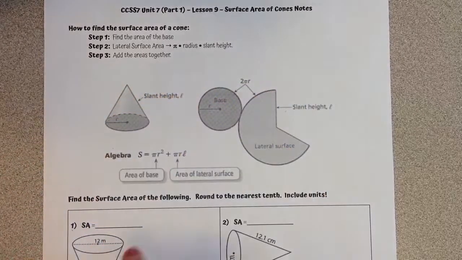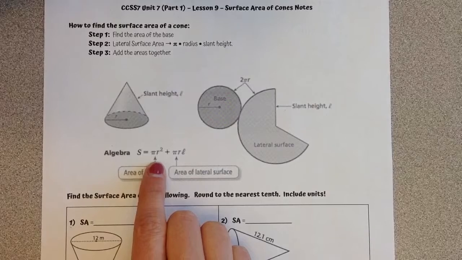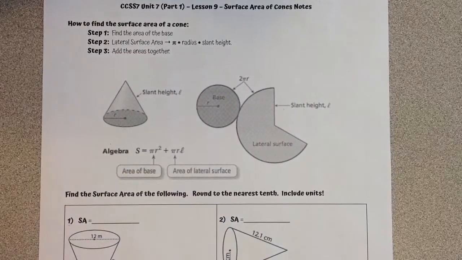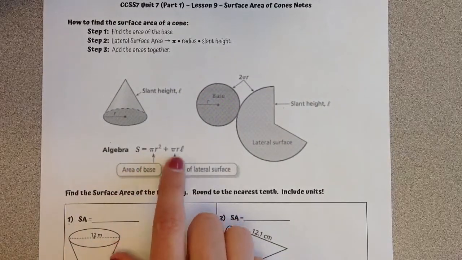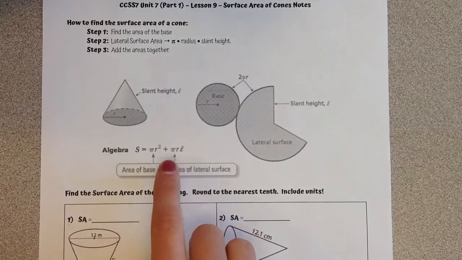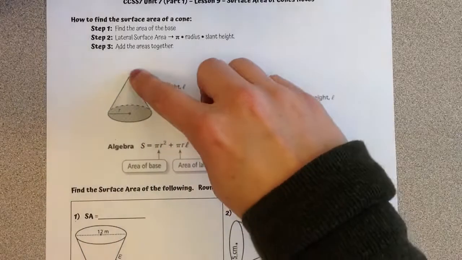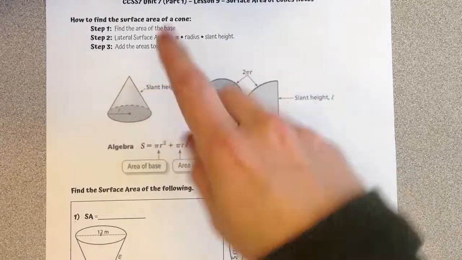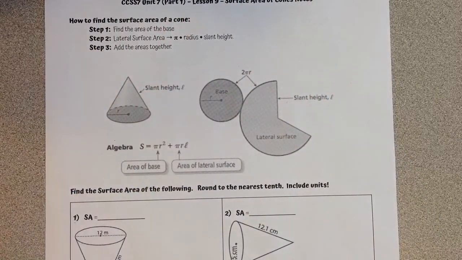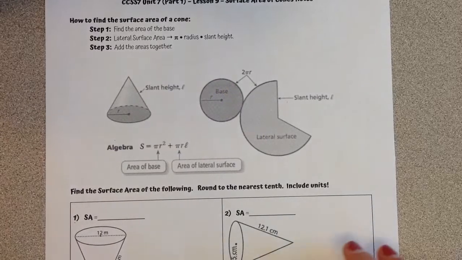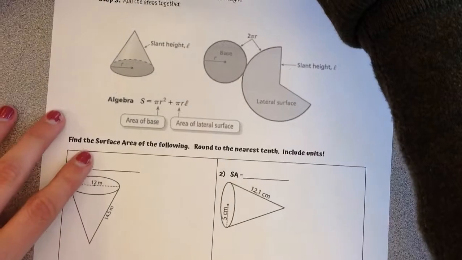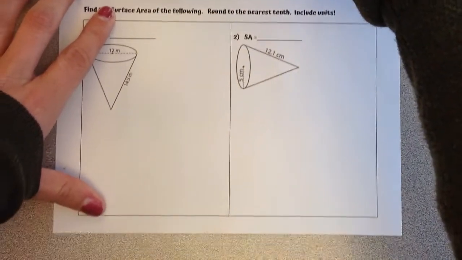So we're going to use a formula. The formula for the surface area of a cone is first our area of the base, and then you're adding the lateral surface area, which is pi times the radius times your slant height. So that slanted height there, not the perpendicular height that we use for volume. Make sure you're paying attention to that part. So let's go ahead and look at these examples here.